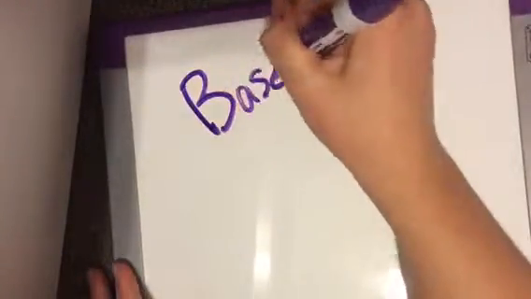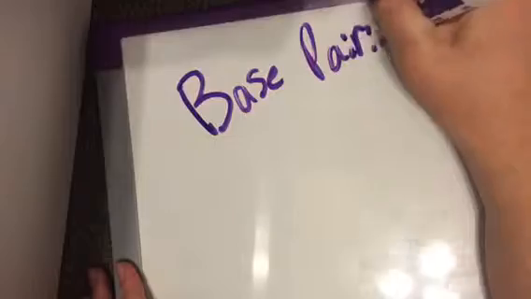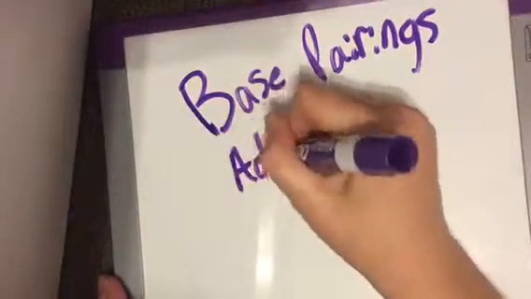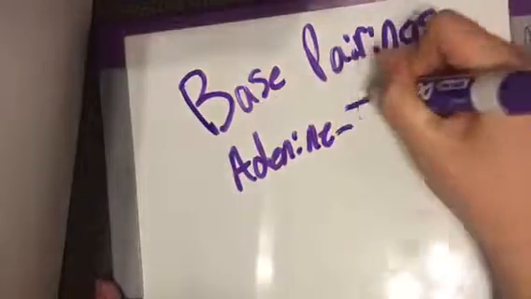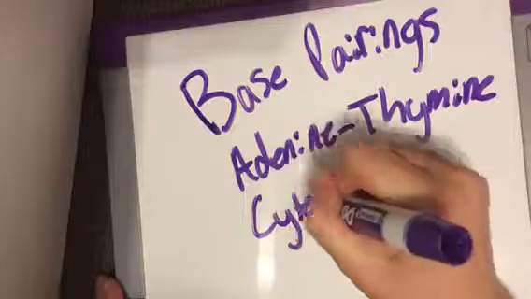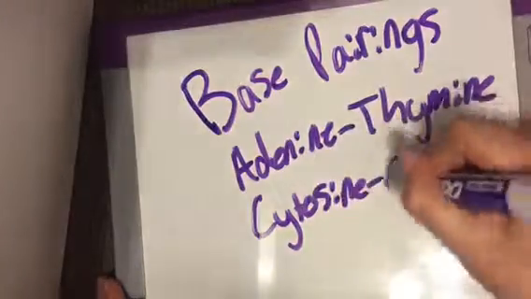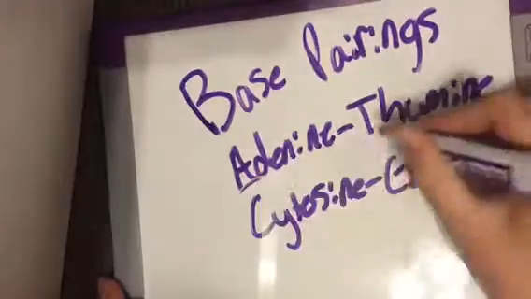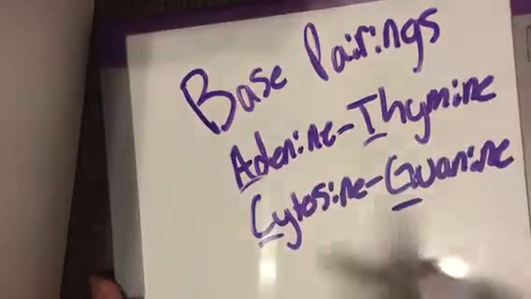Base pairings are very important when it comes to DNA. Wrong base pairings will cause genetic mutations. Adenine always has to be paired with thymine, and guanine always has to be paired with cytosine. It's like pieces of a puzzle.